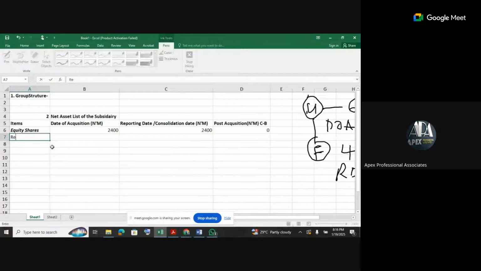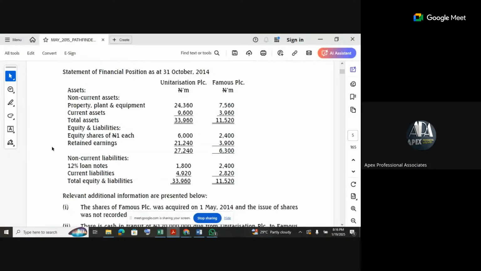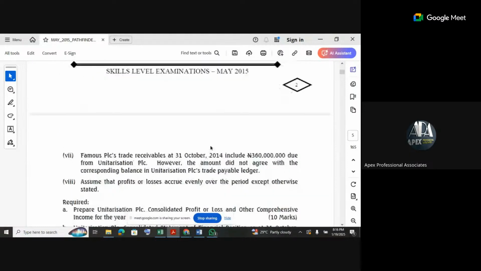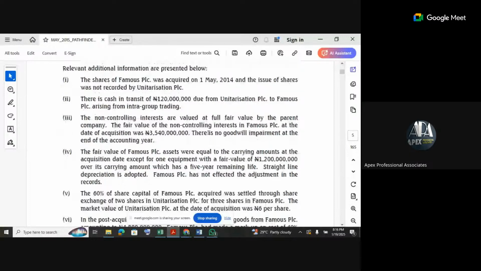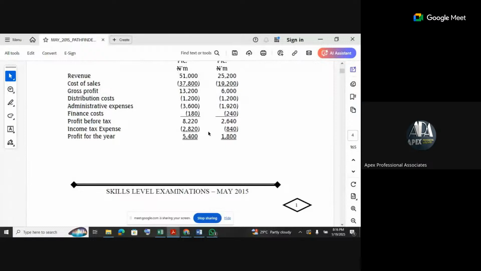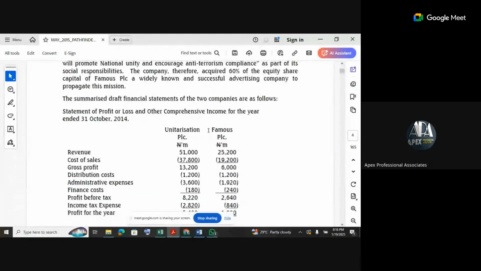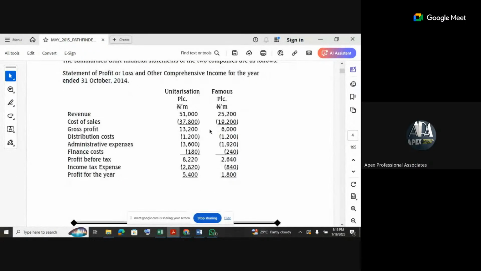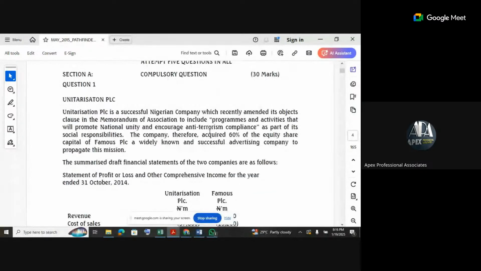The next thing we can look at there is the retained earnings. Remember, we are looking at the retained earnings of the subsidiary. What we have here is saying 39. This is reporting date retained earning. It is not the retained earning as at the date of acquisition. What we need to do is to look through the questions if they would give you retained earnings at the date of acquisition. If they don't give you, then you have to compute it. So let's go through the questions again.